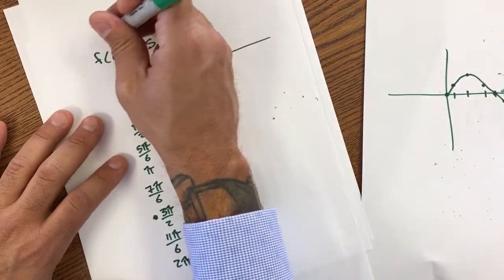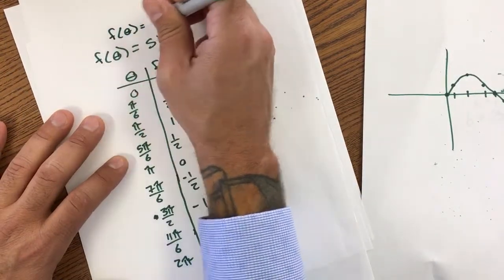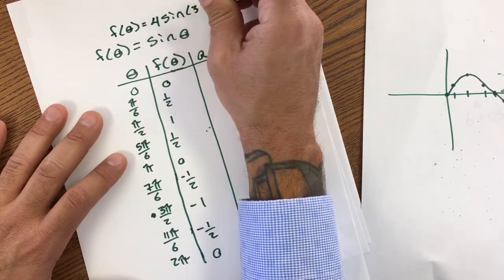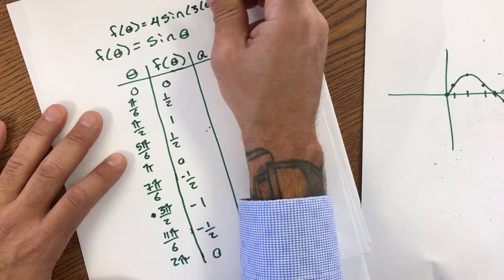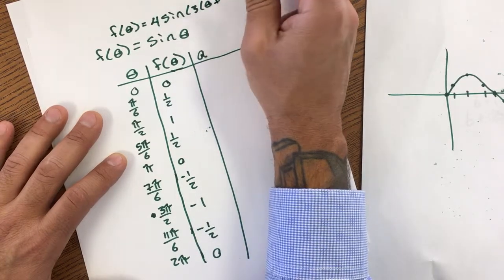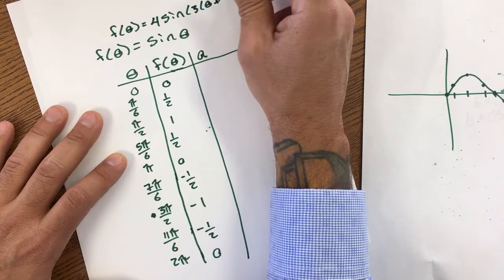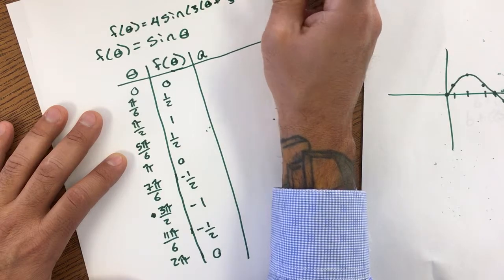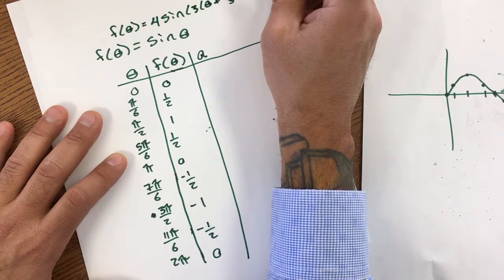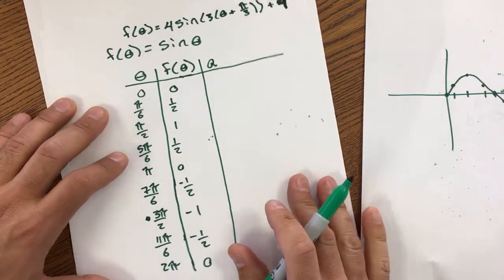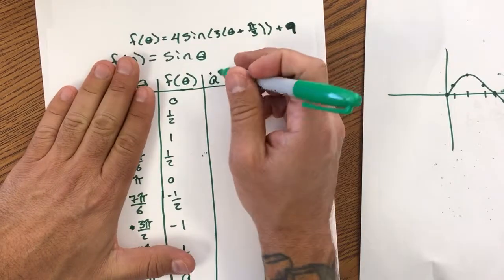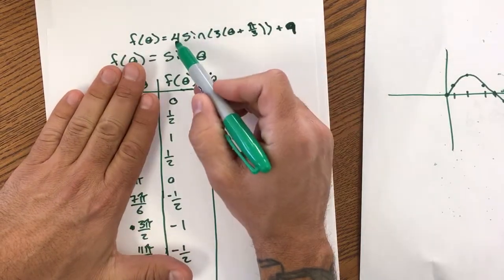Our example problem is going to be f of theta equals 4 sine of 3 theta plus pi over 3, plus 9. Okay, so I'm going to multiply by 4 on all of these outputs, where A is 4.